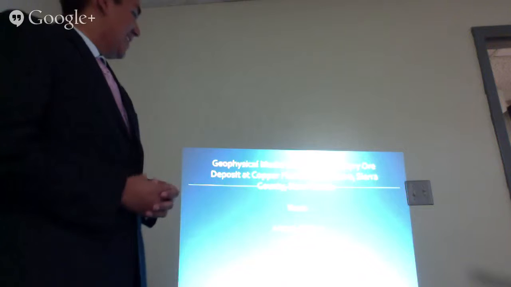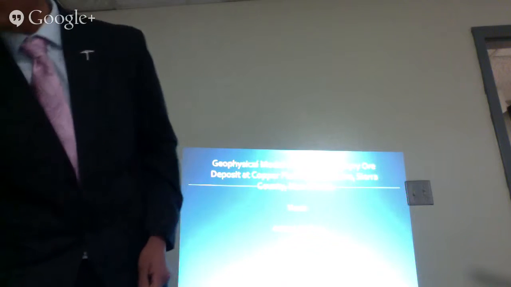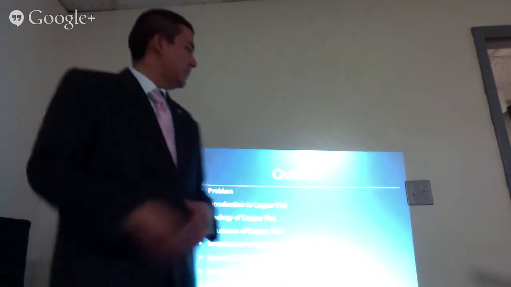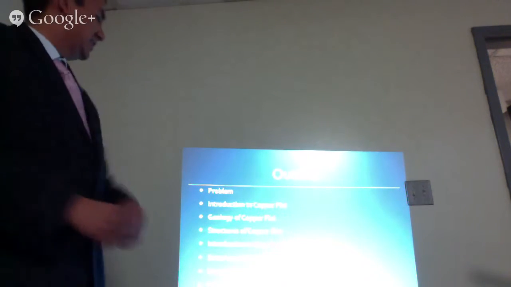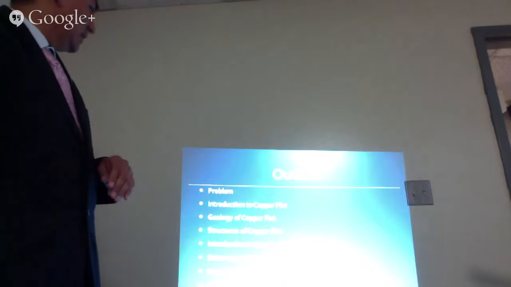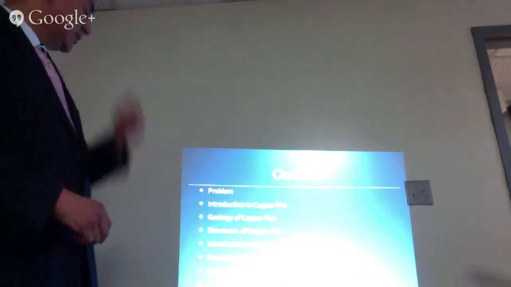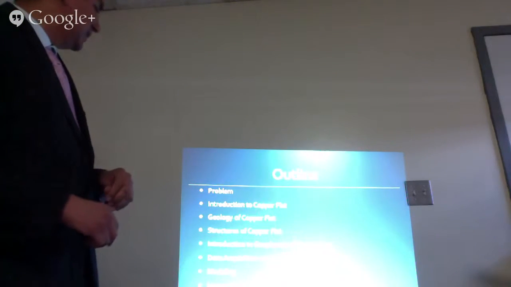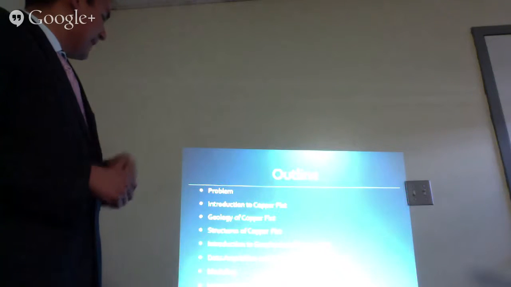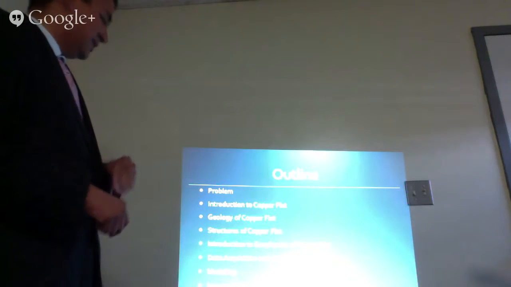So, defending my thesis: a geophysical model of a copper-moly porphyry deposit in Hillsboro, New Mexico, known as Copper Flat. This is the outline of what I'm going to be speaking of. First, we're going to see the problem, an introduction to Copper Flat, that's the history and the location. Also, I'm going to talk about the regional geology and the geology of the deposit, the structures, mainly being the faults and the breccias in the deposit, an introduction to geophysics and the previous work done there, data acquisition and analysis of that data, the modeling and interpretation of those models, and the conclusions.